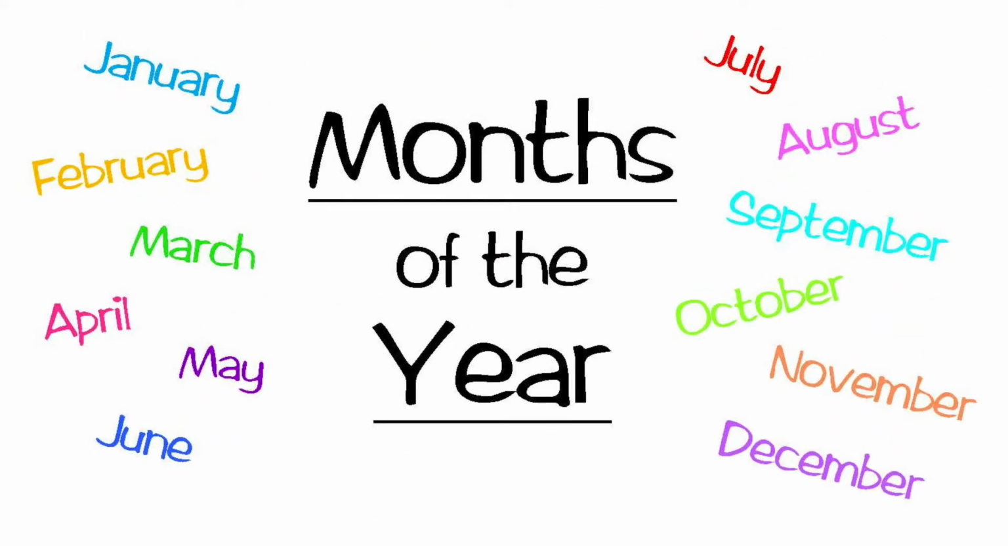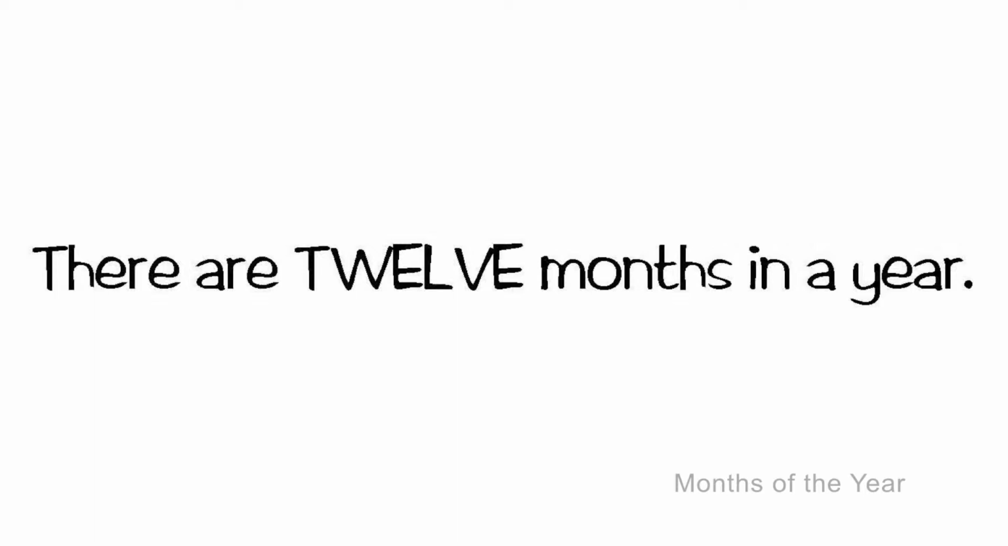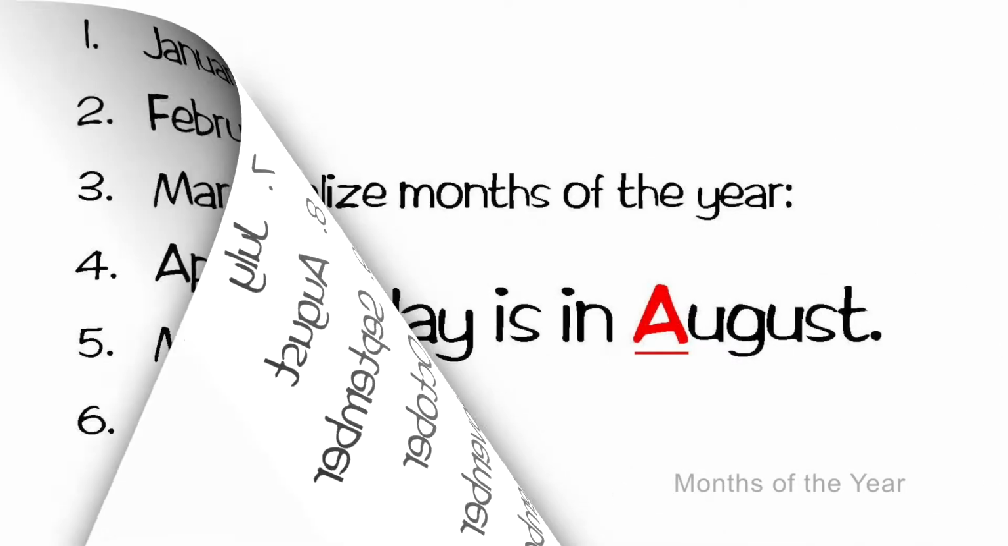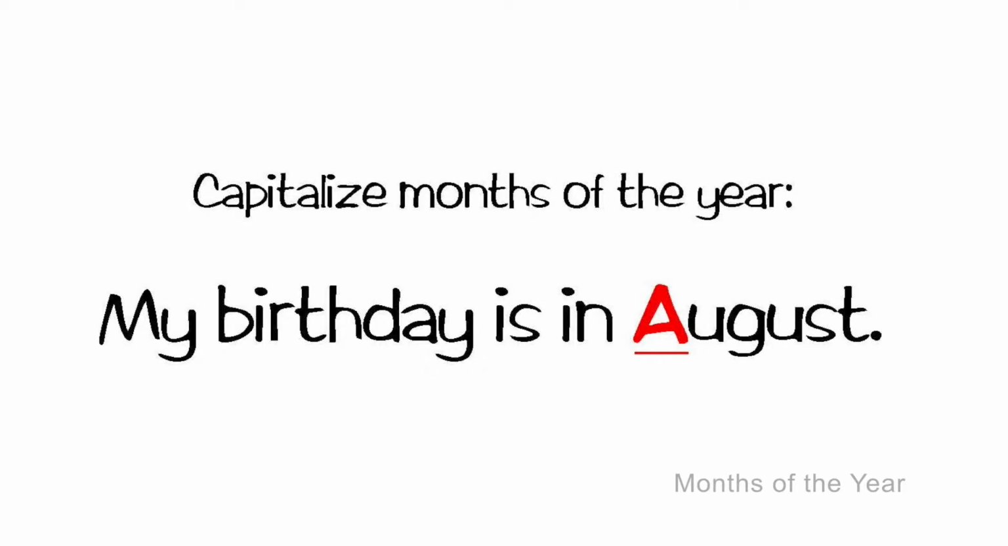Next, we have months of the year. There are 12 months in a year. The 12 months go in a specific order: January, February, March, April, May, June, July, August, September, October, November, and December. And always remember to capitalize the first letter of months of the year.